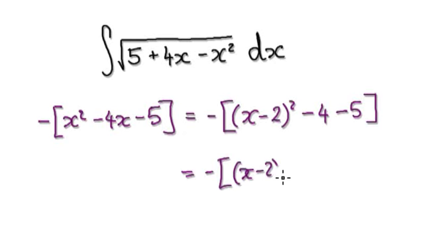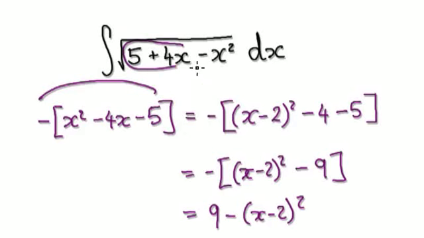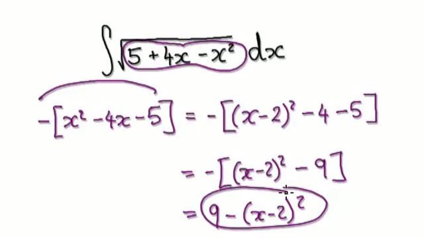Well, use whichever method you want. There are lots of ways of doing this. And then tidy this up. This will then give you 9 take away x minus 2 squared. Use whichever method you want to get from here to here.